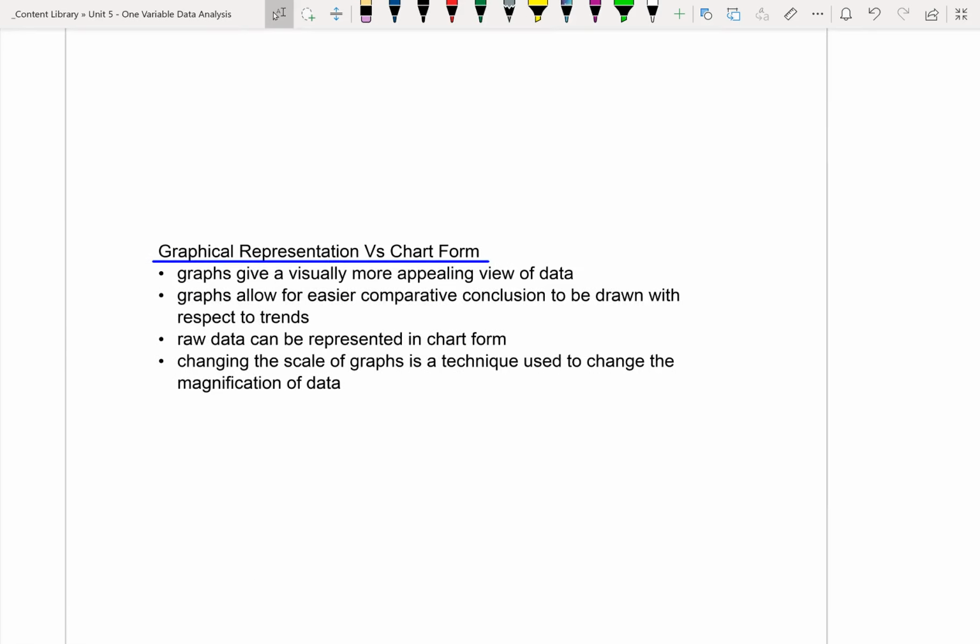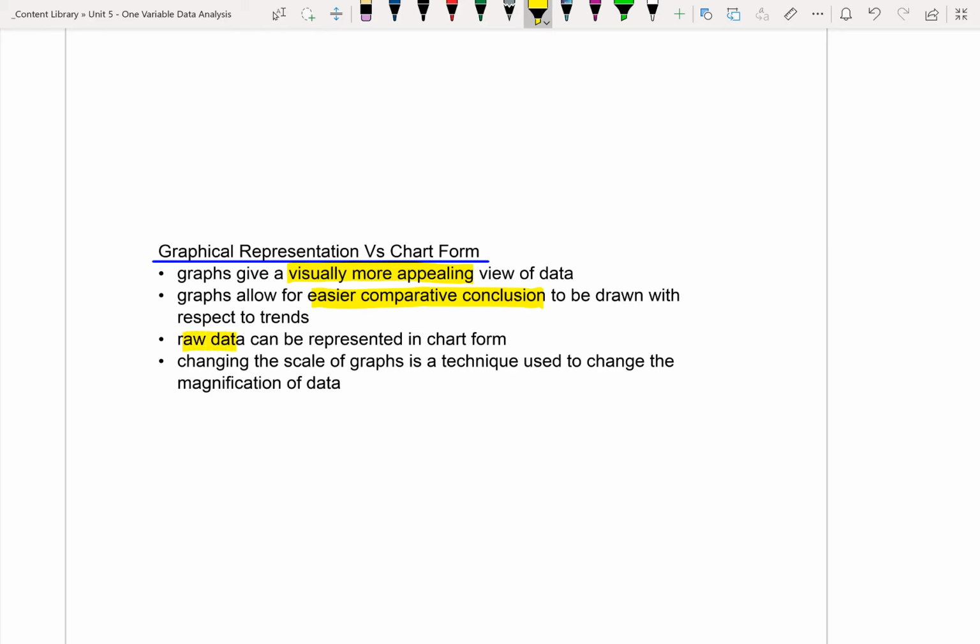Again, we've talked about data being represented graphically throughout the course, but we can also see it represented in chart form. And as we've seen in a lot of questions, data is usually given to us in charts or tables. Now, graphs give a visually more appealing view of the data, because the table tends to be not very appealing. Graphs can have some creativity to them. Graphs also allow for an easier comparative conclusion to be drawn with respect to what the trends are between variables or just overall, because again, you can see the data.